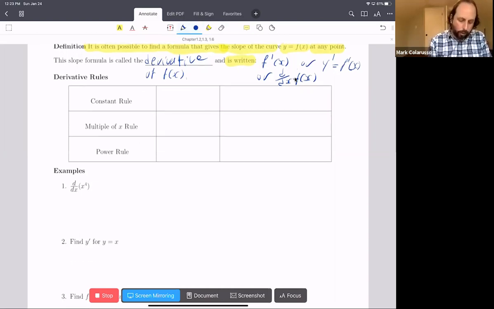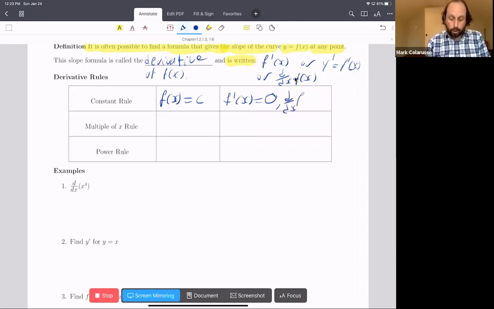Okay, so here are the following rules. If you have a constant function, a function f of x equals c, this should not be a surprise, but the slope at any point, the slope of the tangent line at any point, is equal to 0. So the derivative function, which gives you the slopes of the tangent lines at any point, is just the 0 function.